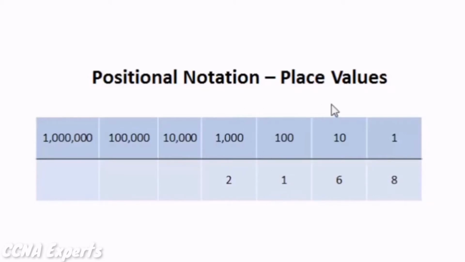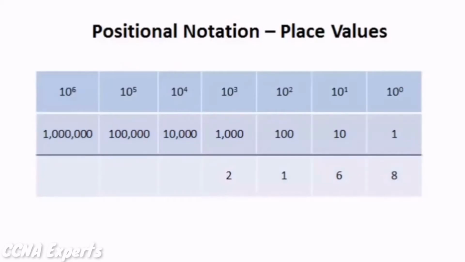Now when we're talking about the place values in the decimal number system, we're talking about the powers of 10. You can see that the ones place is 10 to the 0, the tens place 10 to the 1, the hundreds place 10 to the 2, or 10 times 10, which is 100. The thousands place is 10 to the 3, or 10 times 10 times 10, and so on and so forth. So you can see that the place values are based on powers of 10.